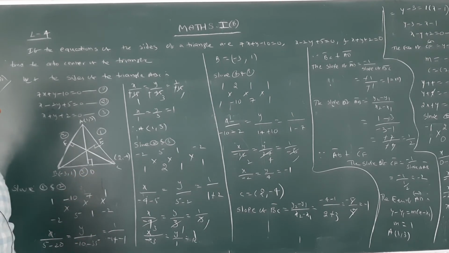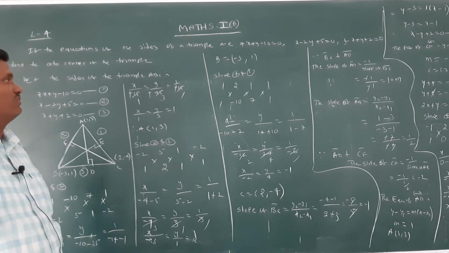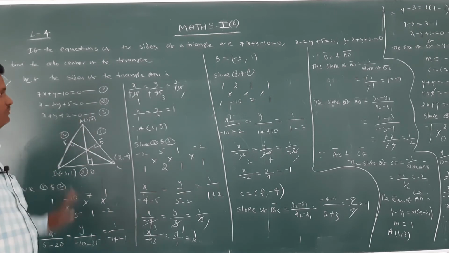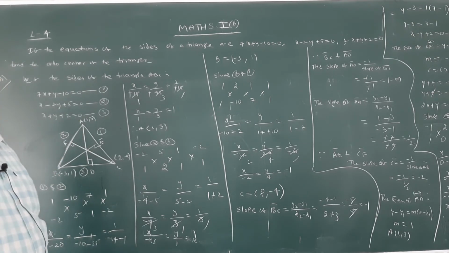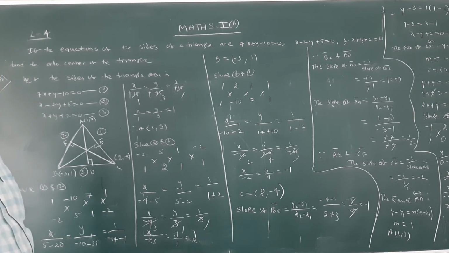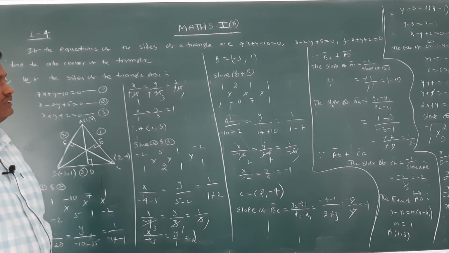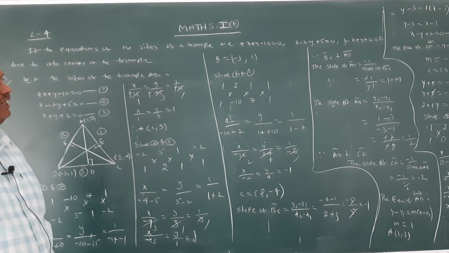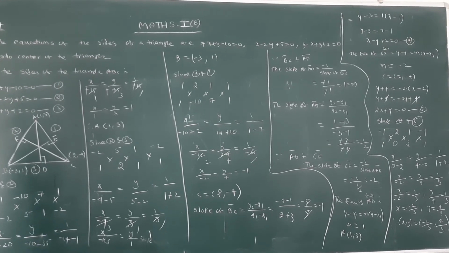The slope of BC is equal to minus 1. AD is perpendicular, so the slope of AD is equal to 1. Similarly, the slope of AB is equal to 1 by 2. AB is perpendicular to CF, so the slope of CF is equal to minus 1 by (1 by 2), which is minus 2. The equation of AD is y minus y1 is equal to m into (x minus x1). Equation number 4, equation number 5.